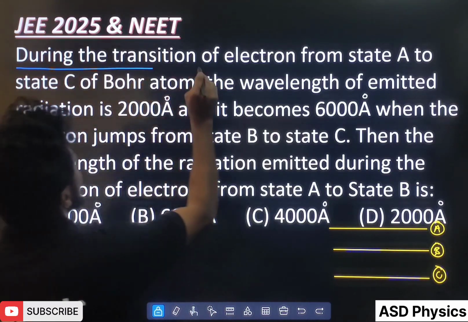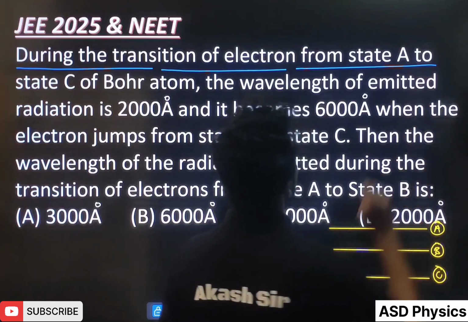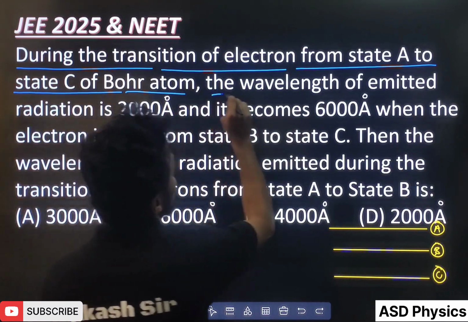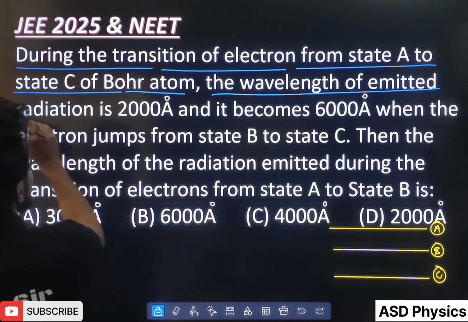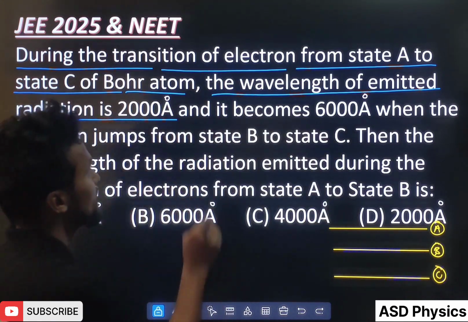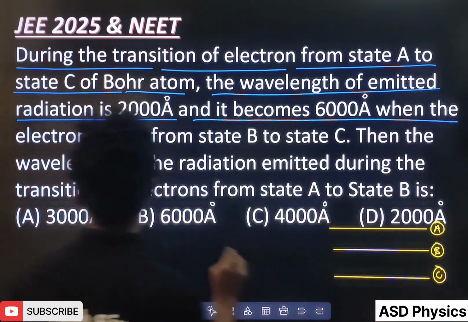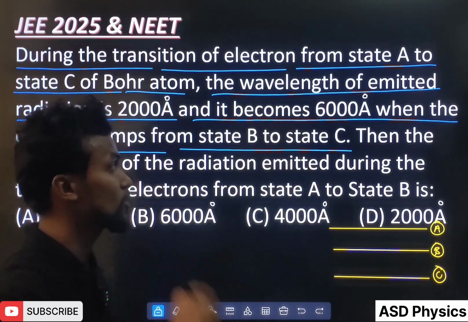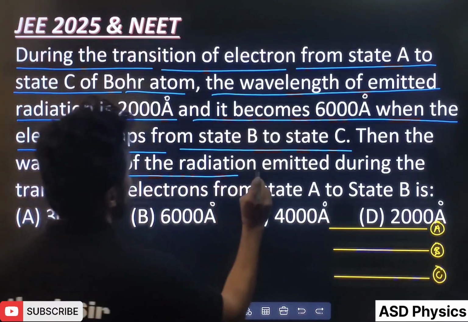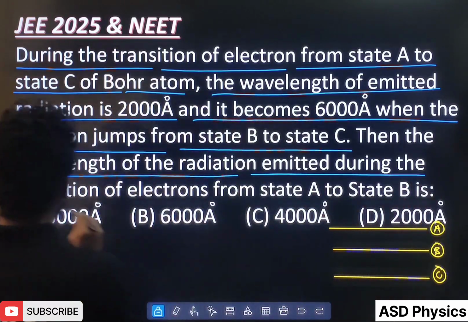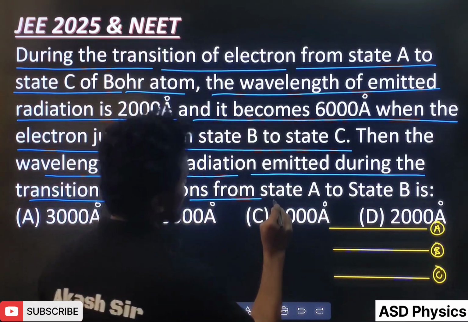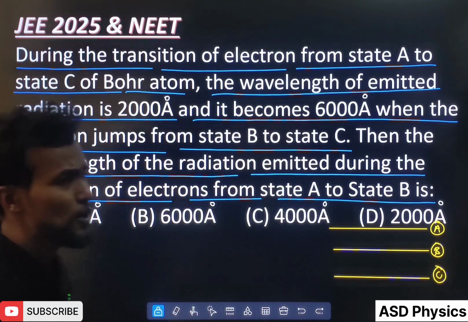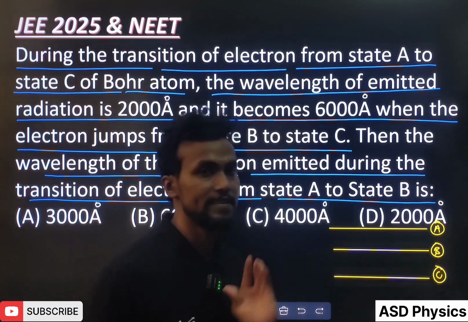So the question is, during the transition of an electron from state A to state C of a Bohr atom, the wavelength of emitted radiation is 2000 angstrom, and it becomes 6000 angstrom when the electron jumps from state B to state C. Then the wavelength of the radiation emitted during the transition of the electron from state A to state B is how much? So here they have mentioned three states: A, B and C.